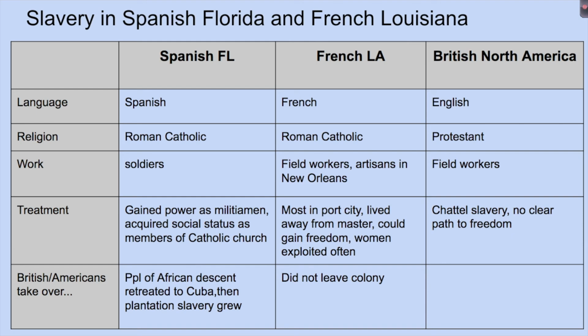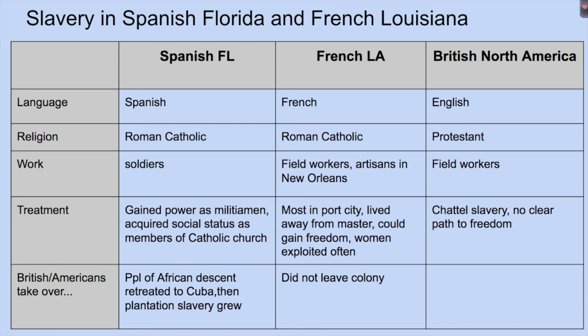Most of your slaves in French Louisiana were in the port cities. They usually lived away from their masters and had a little bit of independence. They had a chance to gain freedom. Unfortunately, in this area, women were exploited often. In British North America, it was chattel slavery. There wasn't really a path to freedom.